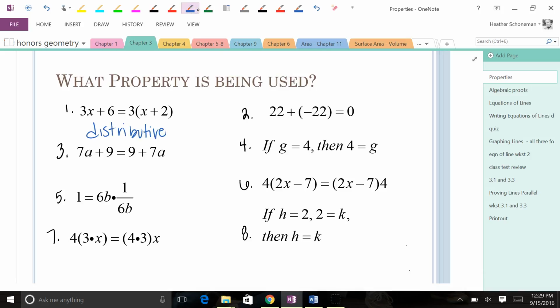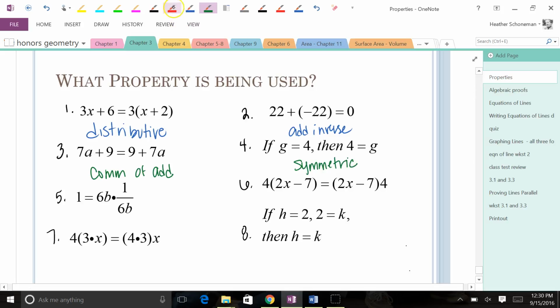Okay, number 2. Number 2, we added the opposite and got 0. What's that? Additive inverse. Very good. Number 3, I changed the order in which I wrote the 7a and the 9. What's that? Commutative of addition. And again, like the names of the angle pairs, I'm okay if you abbreviate as long as the abbreviation makes sense. With the commutative and associative, you have to tell me of addition or of multiplication with it. Okay, 4 is an if-then statement and involves two things. What's 4? Symmetric.